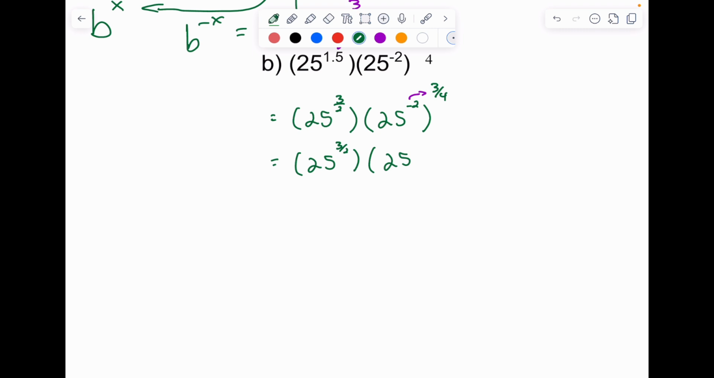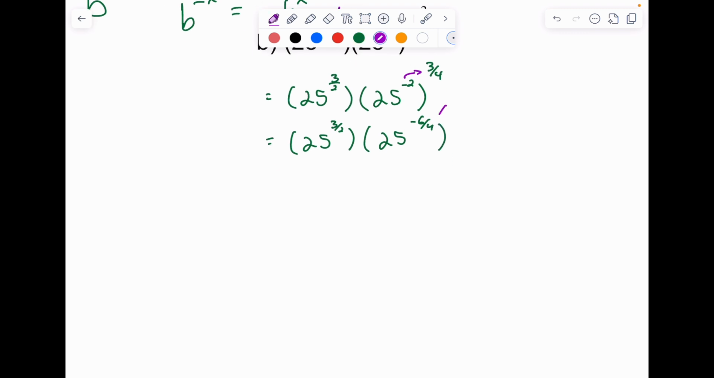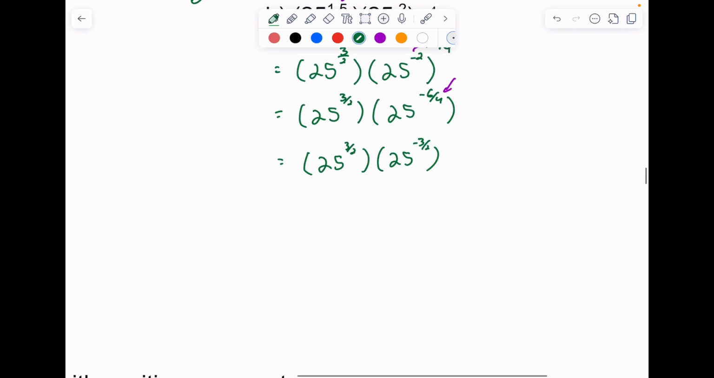Well, that's going to give you minus 6 over 4. Well, let's reduce this right here. That is the same thing as me saying 25 to the 3/2, and then 25 to the, well, negative 6 over 4 is the same thing as me saying negative 3/2 when you reduce that.